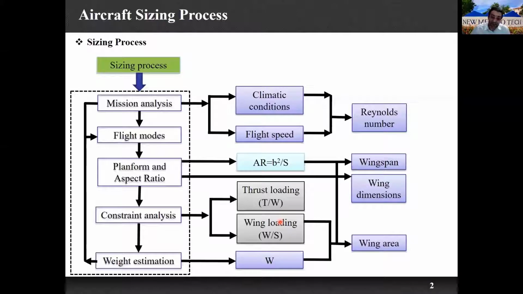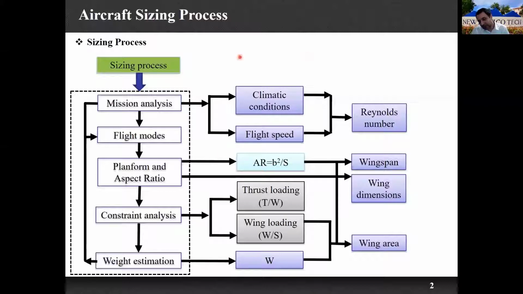Then we need to do the weight estimation. We know what mission our airplane is supposed to do, what sensors are going to be carried by our drone, what flight time we need, and what flight range we need. Based on that, we can specify some of the electronic components. After specifying the electronic components, we can estimate the weight of our structure, and eventually we can estimate the weight of our airplane.